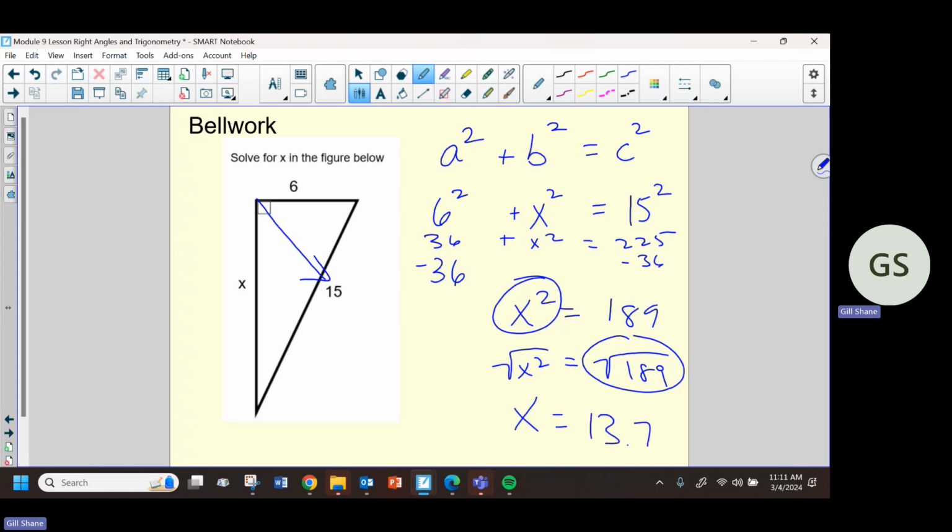13.6 or 7, is that right? Yeah. If you round it to the tenths digit, it would be 13.7. So just remember how to do that for your exit ticket. Just be careful, make sure you identify side C, make sure you plug numbers in the right spot, make sure you do the math, and then make sure you take the square root.